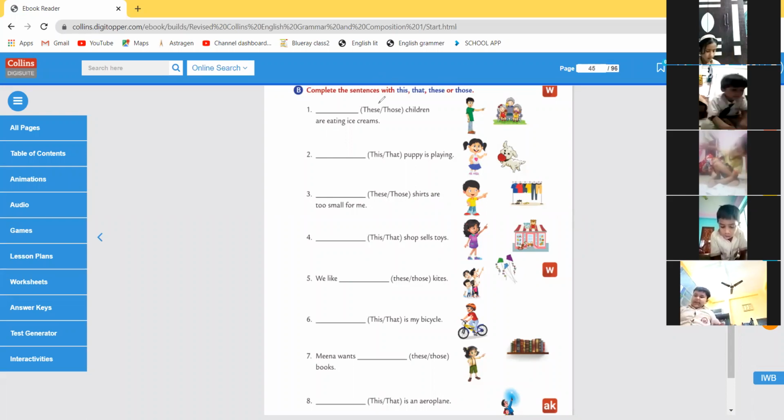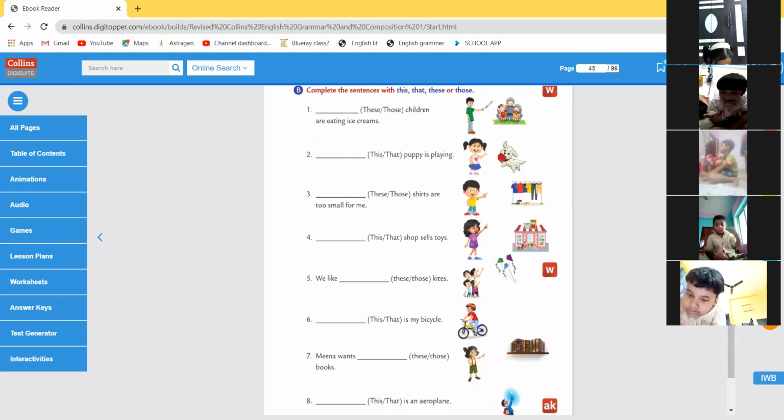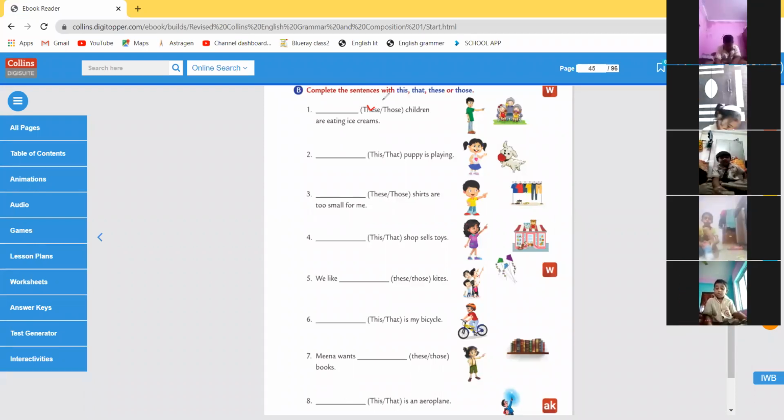You have to write the word in the blanks. Okay, you have to write, but here I am ticking on that. See, children are eating ice cream. Here is a boy you can see, and he is pointing at the children. So here we will use these. These children are eating ice cream because the children are near to the boy.